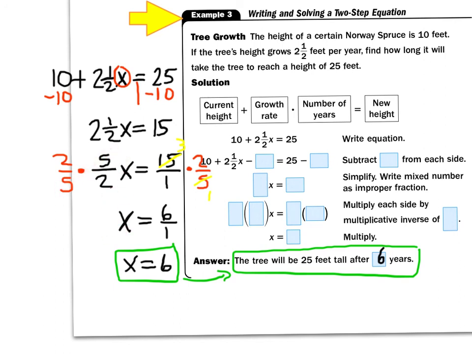Then I bring down the x, bring down the equal sign, and over here, 5 and 15, their greatest common factor is 5. So 15 divided by 5 gives me 3. 5 divided by 5 gives me 1. So 3 times 2 gives me 6 in the numerator. 1 times 1 gives me 1 in the denominator. So x equals 6. So my answer is the tree will be 15 feet tall after 6 years.